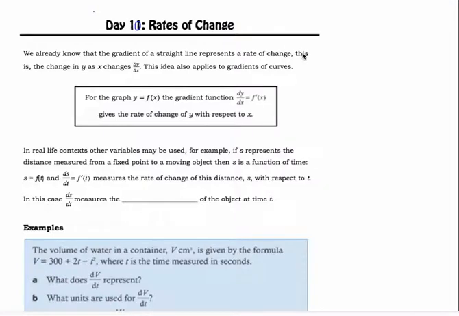Hello, this is Mr. Collier, and today we're looking at rates of change using calculus. So when we find the derivative, it has a meaning in some real-life context, and we're going to use that to solve some word problems.